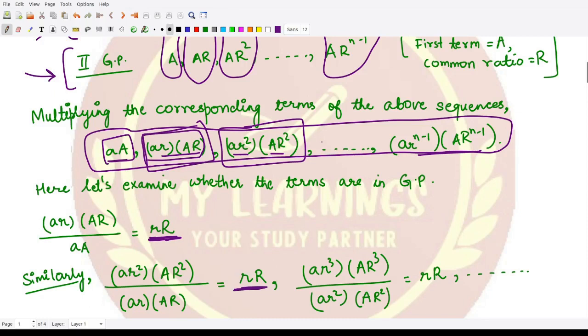Next, the next term in this sequence would be a r cube into capital A capital R cube. Dividing this fourth term by the third term, you again get small r into capital R, because you can clearly see the powers cancel with each other, and one small r and one capital R is left. In a similar manner, all the ratios would be obtained and all the ratios would be equal to small r capital R.